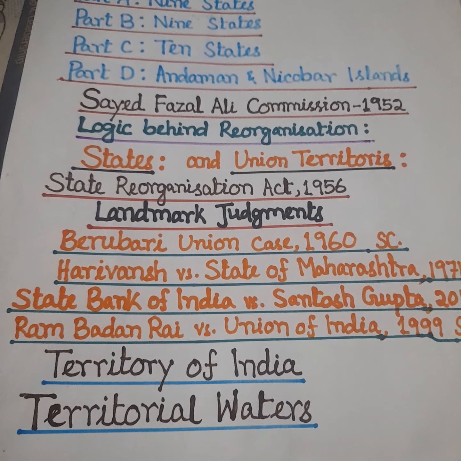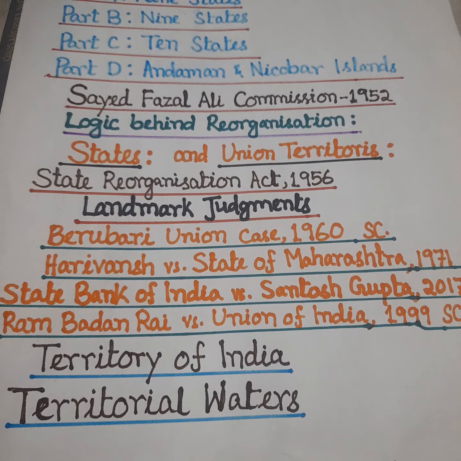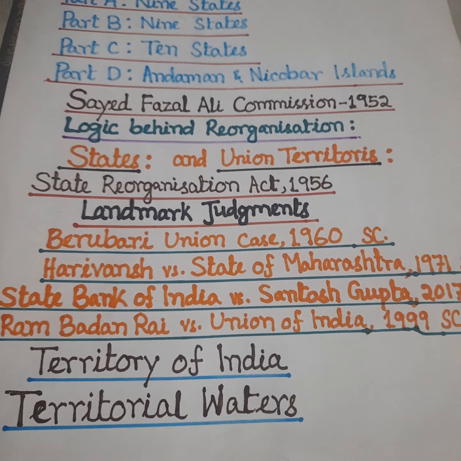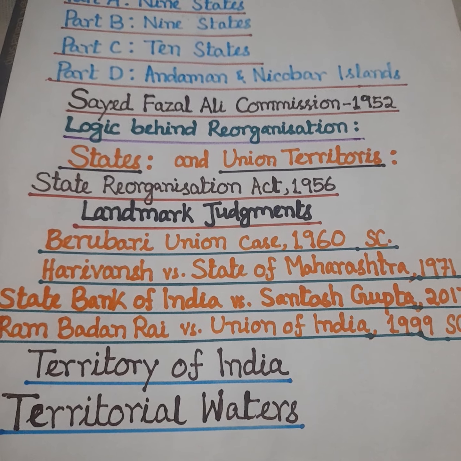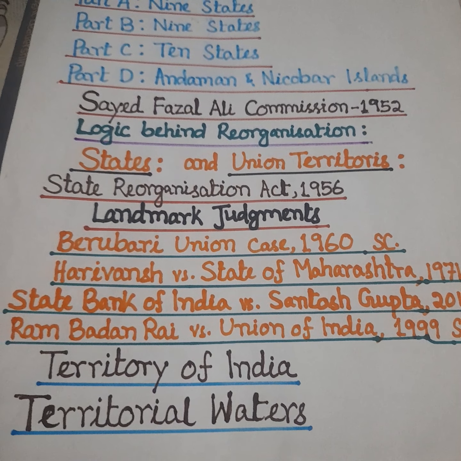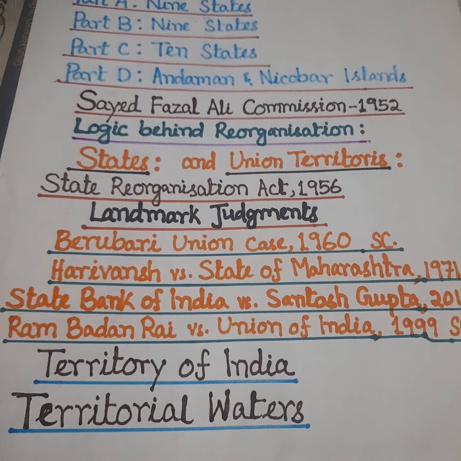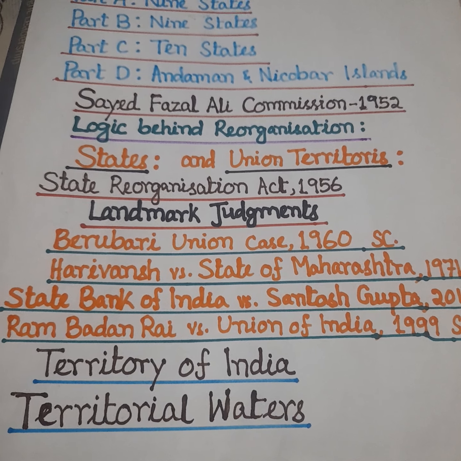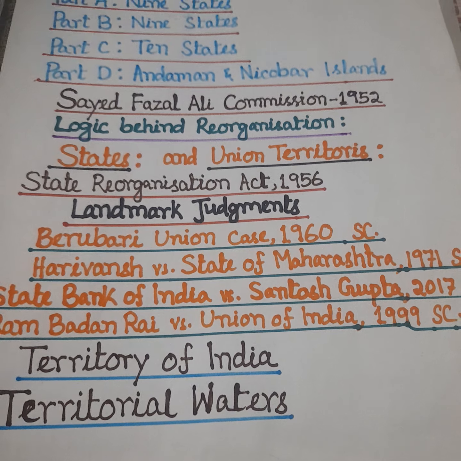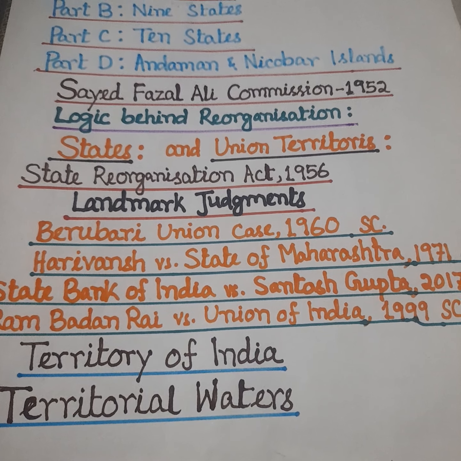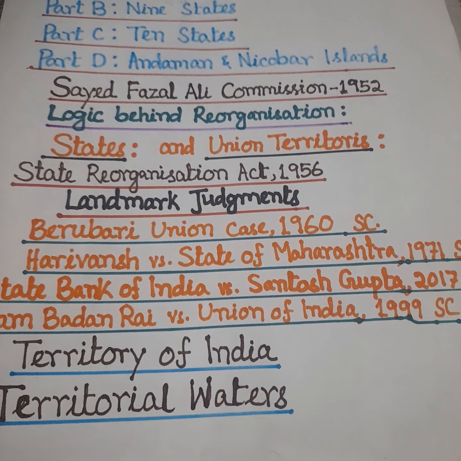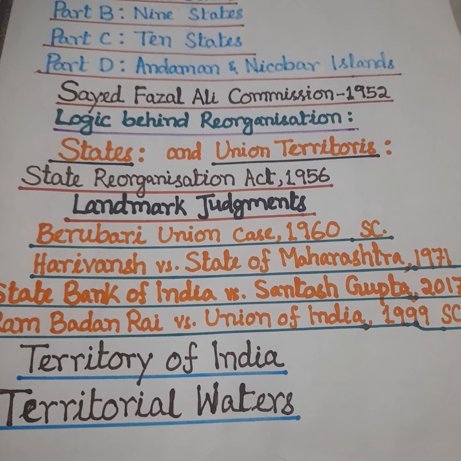So, in that connection, we would like to discuss the union territories that at present exist: the Andaman and Nicobar Islands, Lakshadweep, Dadra and Nagar Haveli, Daman and Diu, Pondicherry, Chandigarh, and the National Capital Territory of Delhi. So, now we would like to discuss the territories acquired.